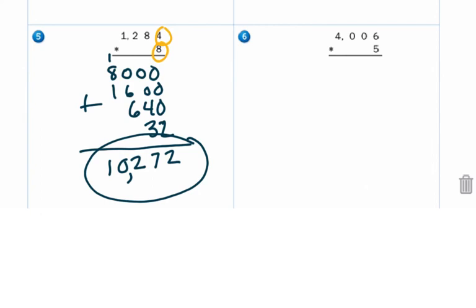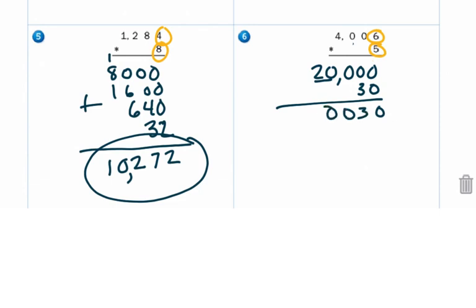And lastly, 4,006 times 5. Take the 5 times the value of the 4. 5 times 4,000 is 20,000, or 5 times 4 is 20 with 3 zeros behind it. I could take 5 times 0 and put a 0 there, but that doesn't matter. So I'm going to move to the next number that I'm actually going to get an answer other than 0, and that would be 6 times 5 is 30. You go ahead and add all of those together, you get 20,030. You're going to give a try at partial products today.